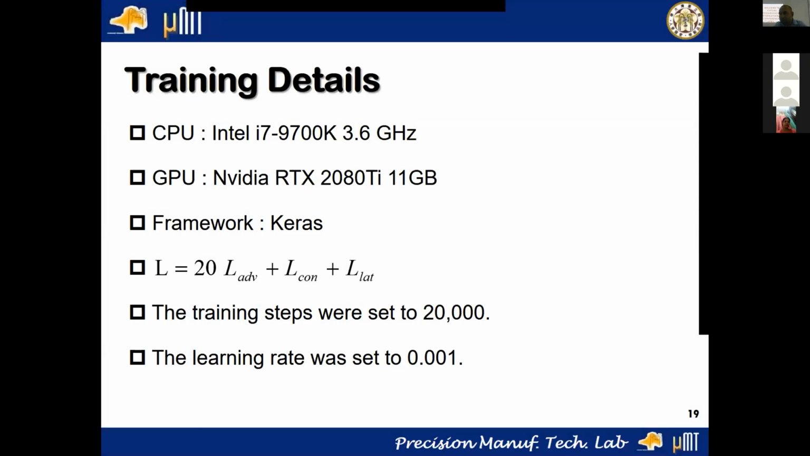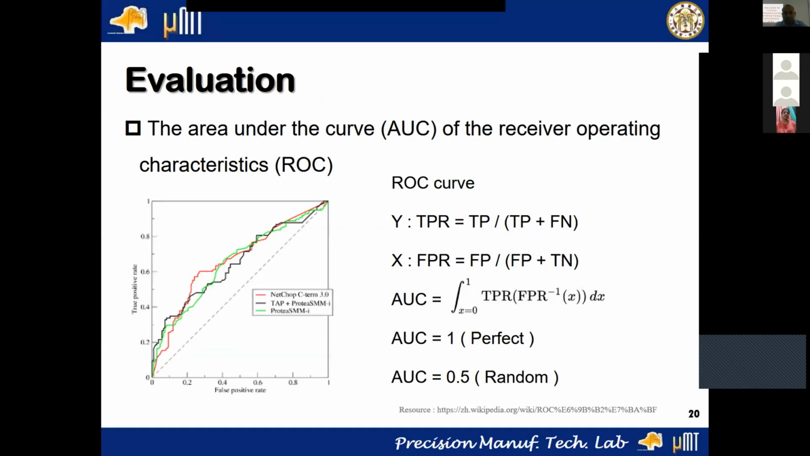The experiment was carried out with the equipment shown above, under the deep learning framework of Keras. The loss consisted of adversarial loss, contextual loss, and latent loss, and the training step was set to 20,000, and the learning rate was set to 0.001. The performance was evaluated by the area under the curve, AUC. When AUC is closer to 1, it means that its detection capability is better.